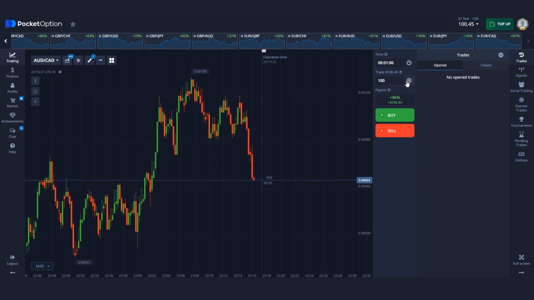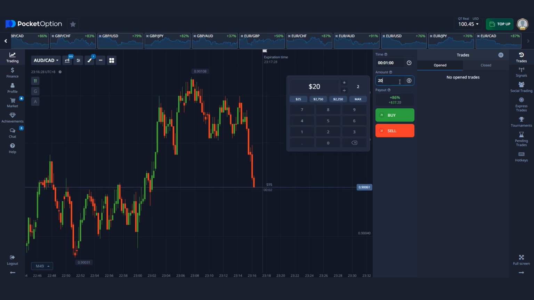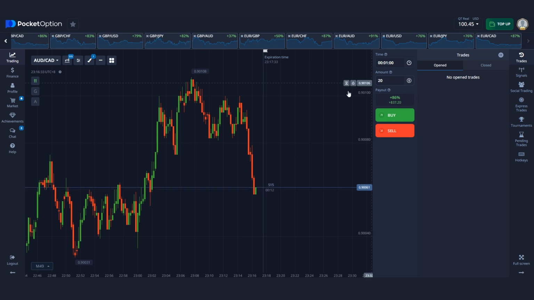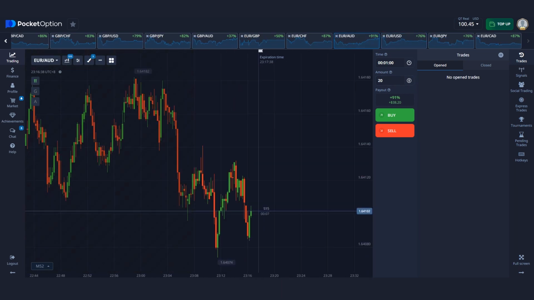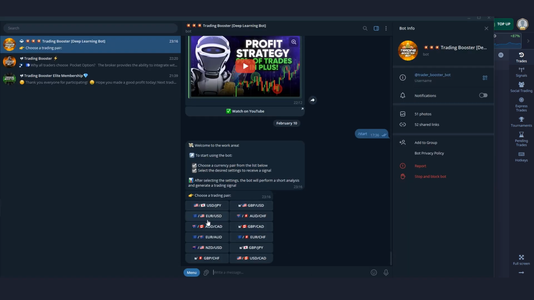Now, the most important question: this is risk management. Let's start with the first transactions. I will open not very risky ones, about 20%. So I'm going to open the first trade for $20 on the Euro, Australian dollar. I select this currency pair in the booster bot and set the trade duration to 1 minute.